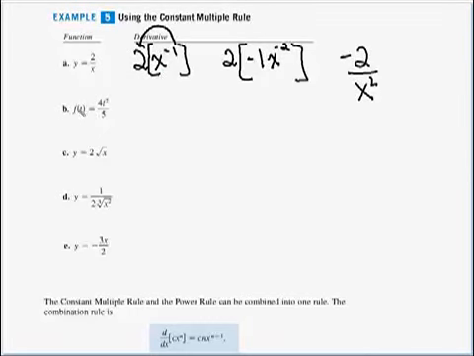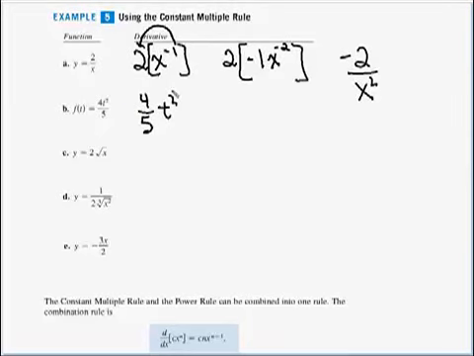Let's look here at b. F of t is 4t squared over 5. We have a 4t squared up top. The 5 is in the denominator. Just concentrate on that fraction, those numbers, 4/5. So that becomes 4/5 times t squared. And then we'd take the derivative of t squared. It would be 2t times that 4/5.